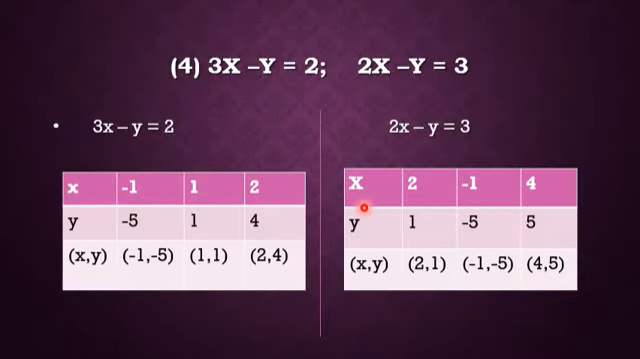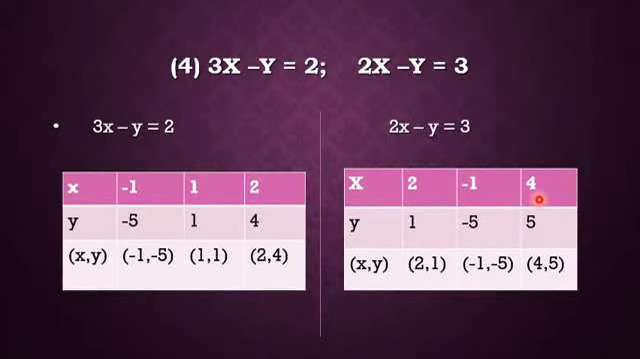X is equal to, in second equation, we can take x is equal to 2. 2 into 2, that is 4. 3 minus 4 minus 1. Therefore, both the signs are minus, cancelled. Then y is equal to 1. That is 2 comma 1. X is equal to minus 1. 2 into minus 1 minus 2. That minus 2 in the right hand side is plus. That is 3 plus 2, 5. But sign of y is minus. Then y is equal to minus 5. That is minus 1 comma minus 5.